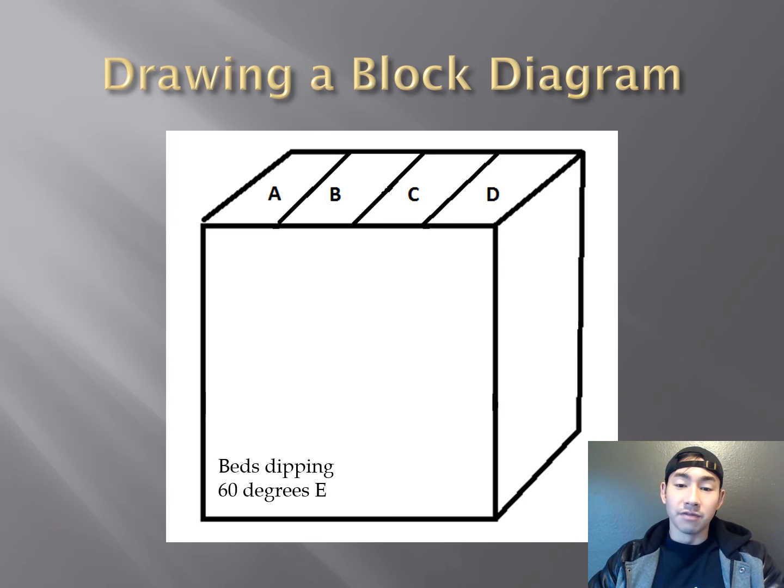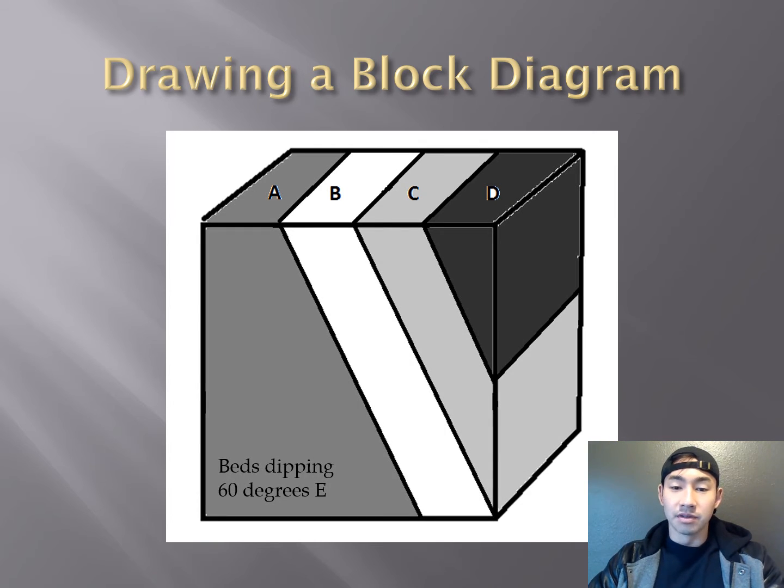So now we have 4 different layers, and we know that the beds are dipping at a very specific angle, right? And if we assume north is up, south is down, east is to the right, west is to the left, then we can complete the block diagram.